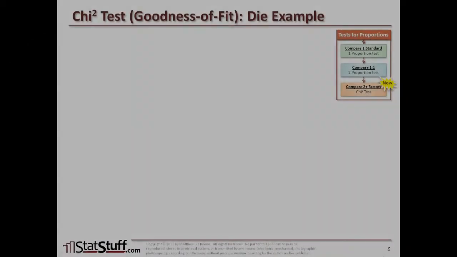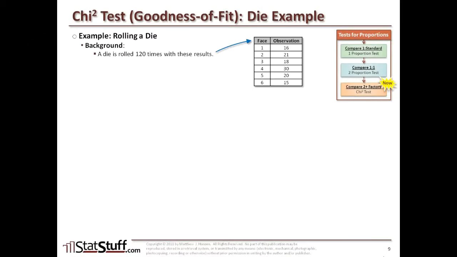Now we'll walk through another example using this test when rolling a die. For rolling a die, let's say in this example that we have a die that's rolled 120 times and it has these kind of results, where the face value, if it turns up as a 1, was rolled 16 times. If it was rolled a 2, that came up 21 times.